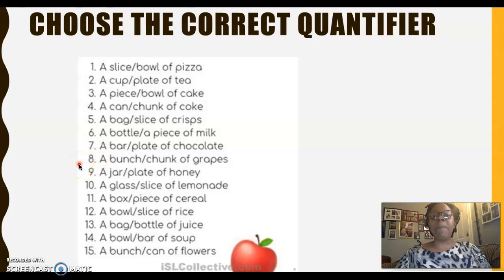8. A bunch of grapes. 9. A jar of honey. 10. A glass of lemonade. Now with slice, you would say a slice of lemon. 11. A box of cereal. 12. A bowl of rice. 13. A bottle of juice. 14. A bowl of soup. And 15. A bunch of flowers. Did you get those correct?